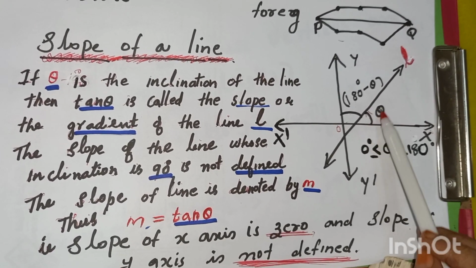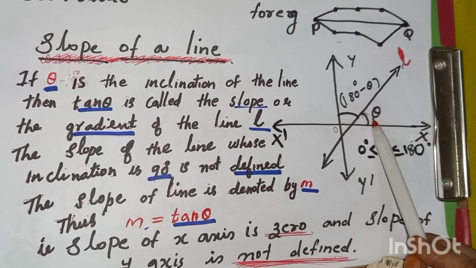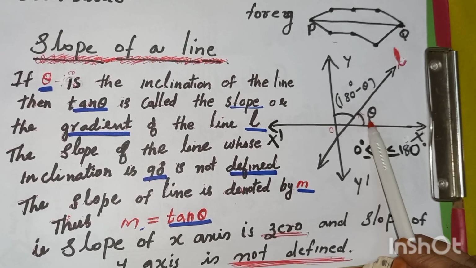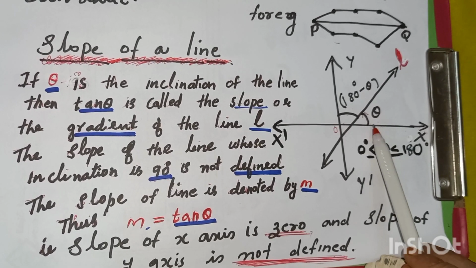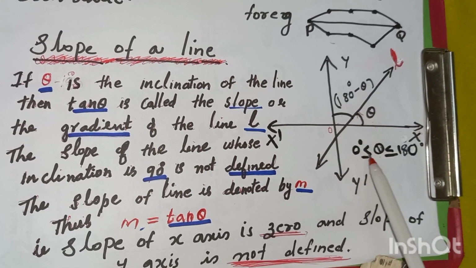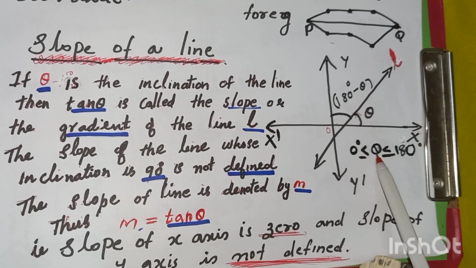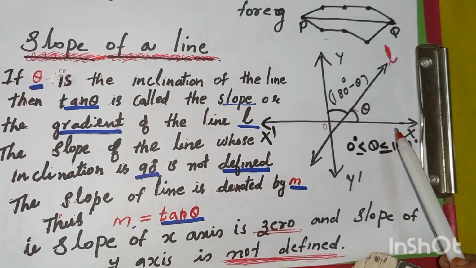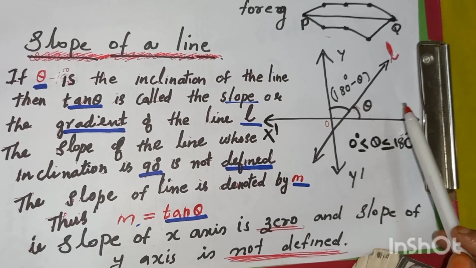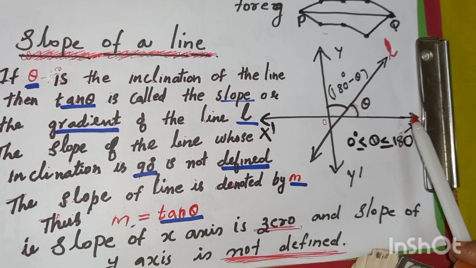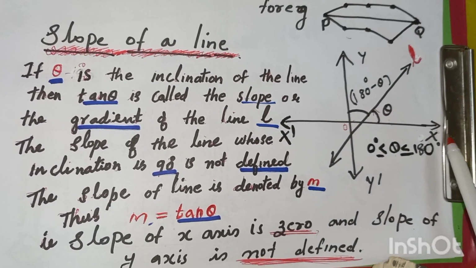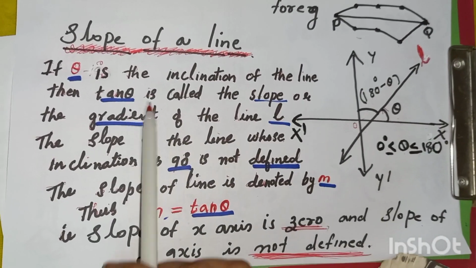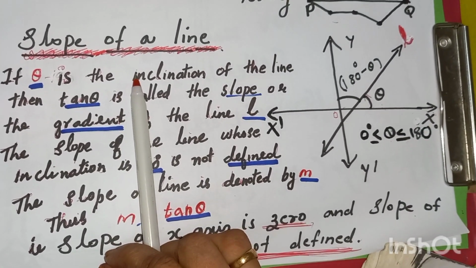And it is measured anti-clockwise. The inclination of the line, obviously, we can say lies between 0 degree less than or equal to theta less than or equal to 180 degree. Okay, next definition we can study. What is the definition of this we can study.